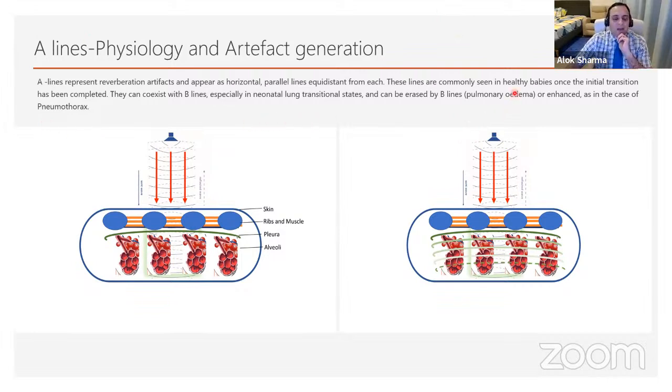And in particular, what you can see is a transition from dominant B-lines, where fluid is gradually getting absorbed, to A-lines. So these are profiles in between that we classically describe as an AB profile. Or you can have one lung which shows a dominant A profile and the other lung which shows a B profile, which is classically described by Daniel Lichtenstein as an A/B profile. And he's classically described that in the BLUE protocol as reflecting pneumonia.